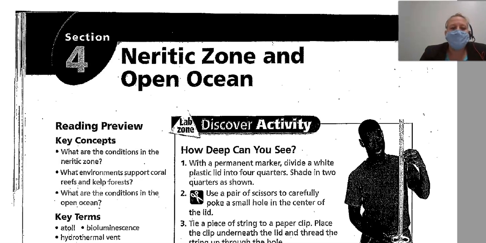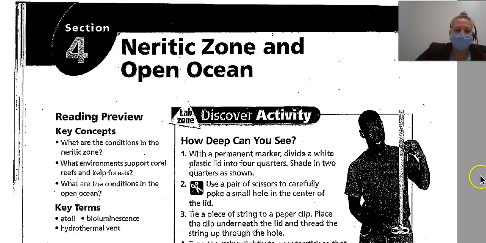Alright, welcome back to Section 4, Neritic Zone and Open Ocean. Today we're going to talk about what the conditions are in the Neritic Zone, what environments support coral reefs and kelp forests, and what the conditions are in the open ocean.